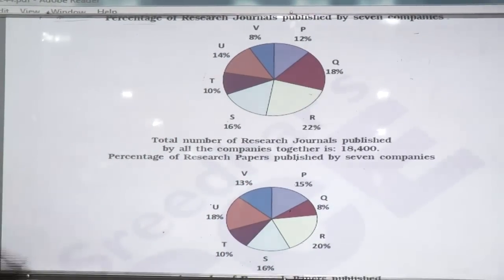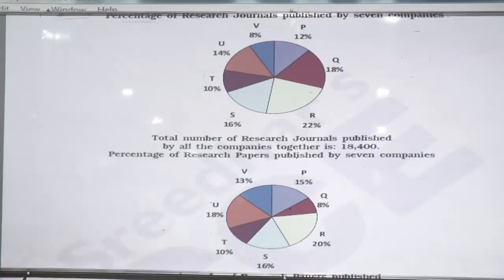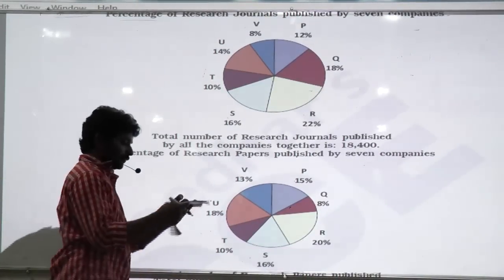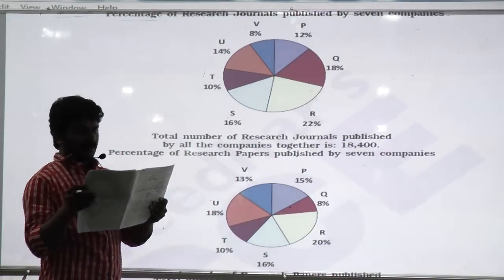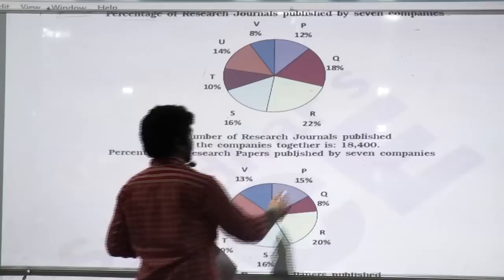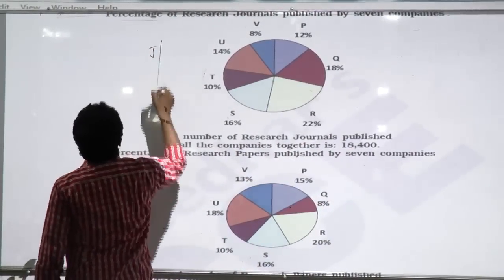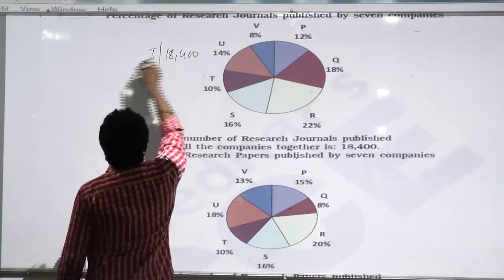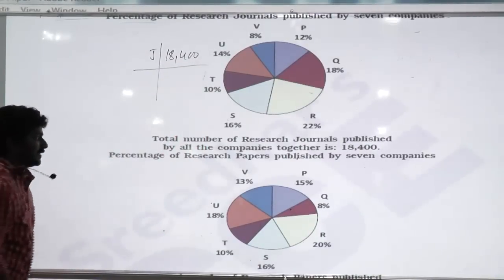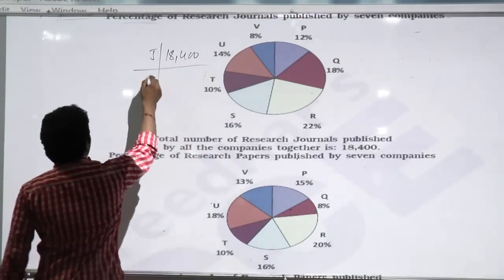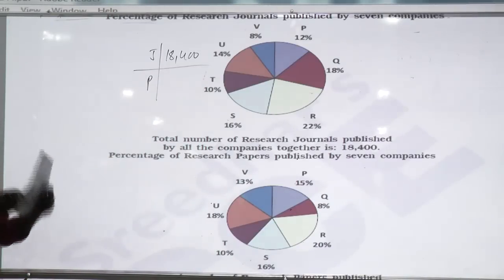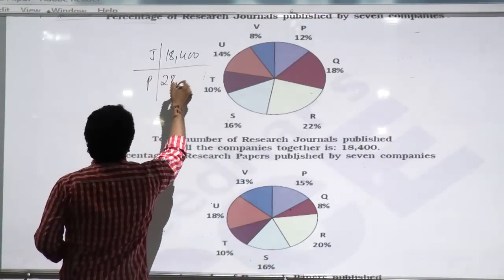Right. So the first pie chart represents what? Journals. How many are there? So total journals are 18,400. And the second one represents research papers. And how many are there? 28,600.